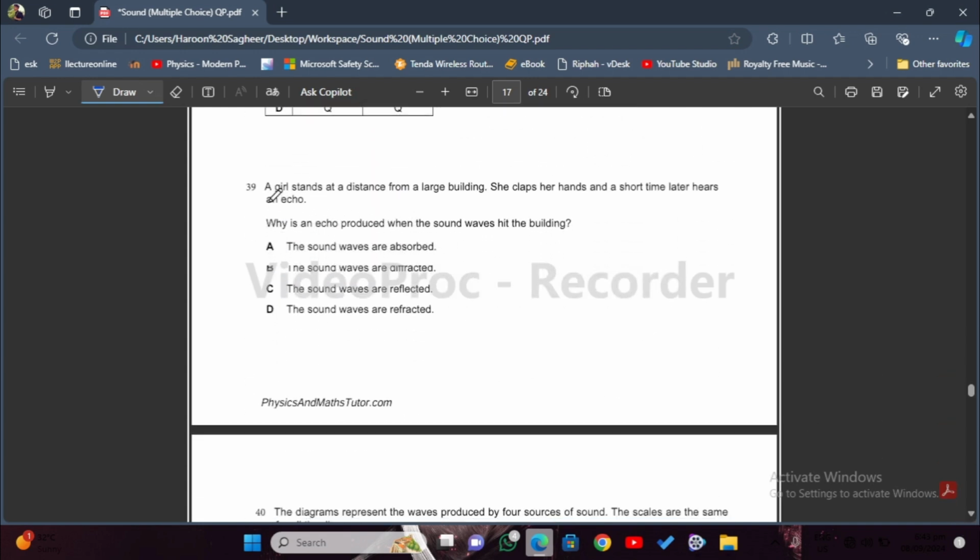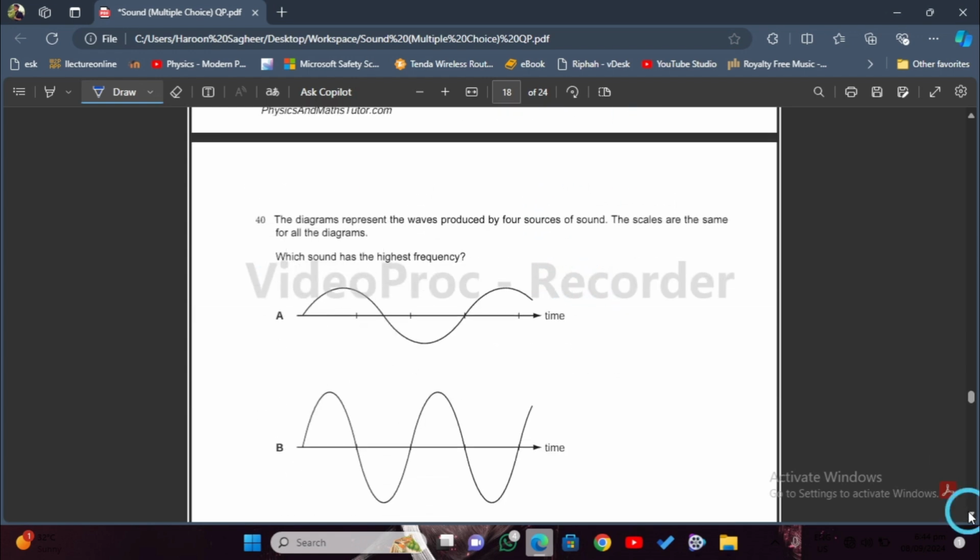Okay, question number 39. A girl stands at a distance from a large building. She claps her hands, and a short time later hears an echo. Why is an echo produced when the sound wave hits the building? Well, that is because sound waves are reflected. You do remember the phenomenon of reflection when an incoming sound hits a wall. A wall is a hard, flat surface, so the sound will be reflected. So this is because of the phenomenon of reflection.